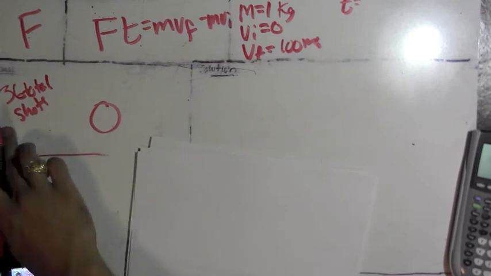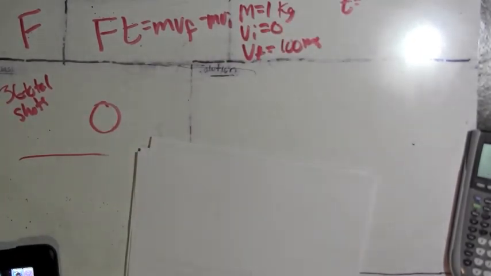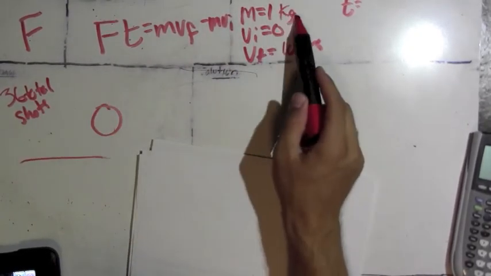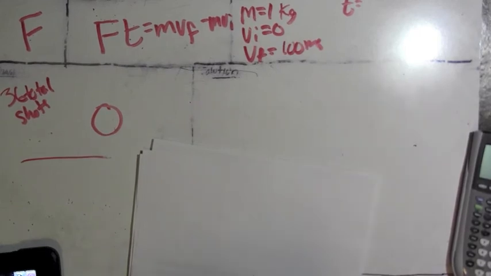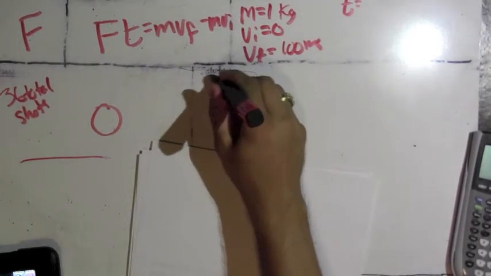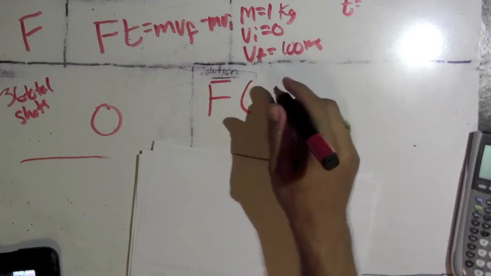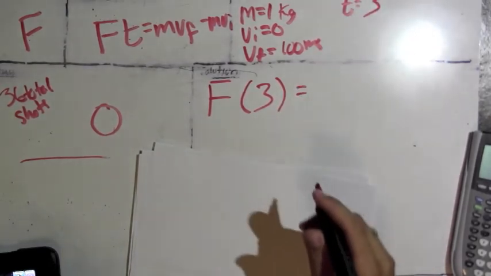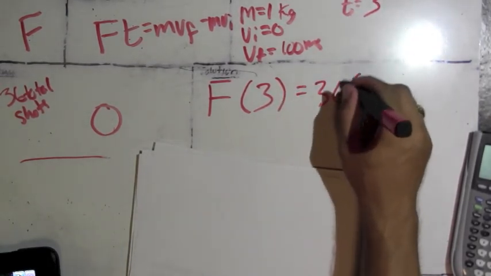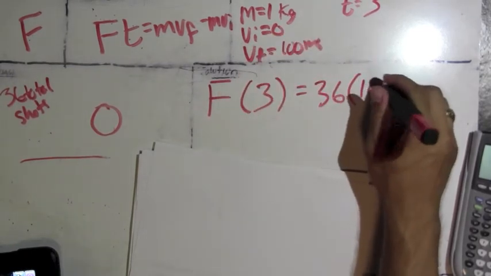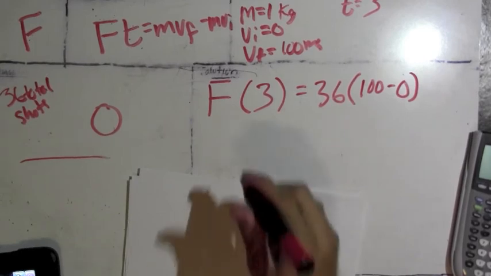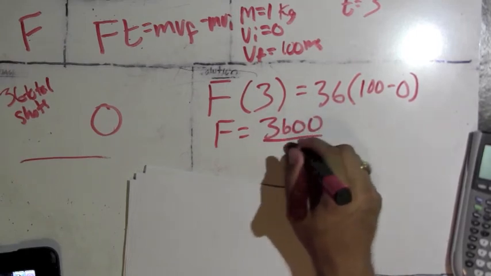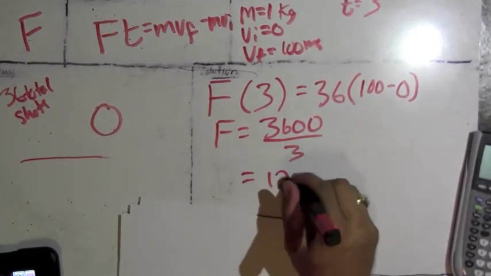So we're going to go ahead and just plug in this 36 for the mass, and it's going to simplify our problems. Because if you're shooting 36 1 kilogram shots, that's the exact same thing as shooting one 36 kilogram shot. So we say that F times T, and our T is 3 seconds, is equal to M, which is 36, times VF minus VI. So we have F is equal to 3,600 over 3, or the force that's exerted is 1,200 newtons.